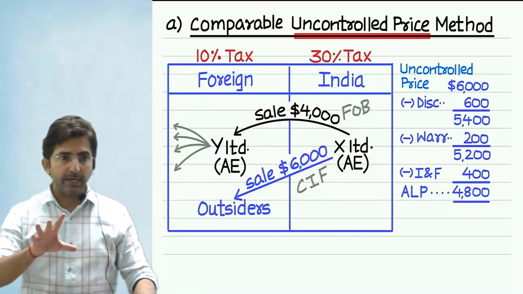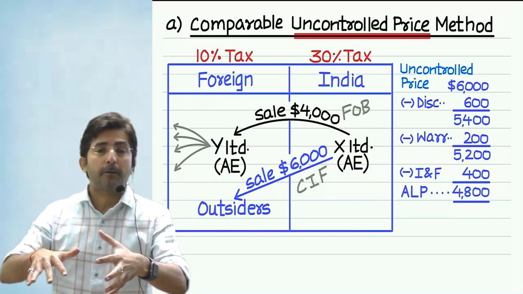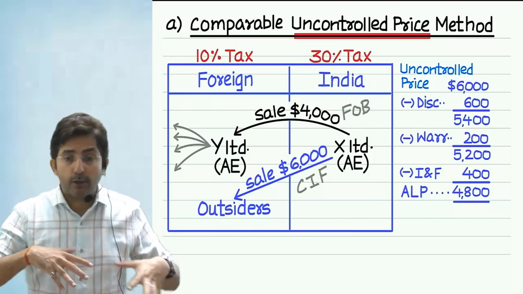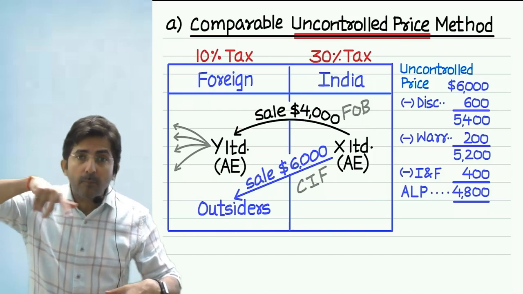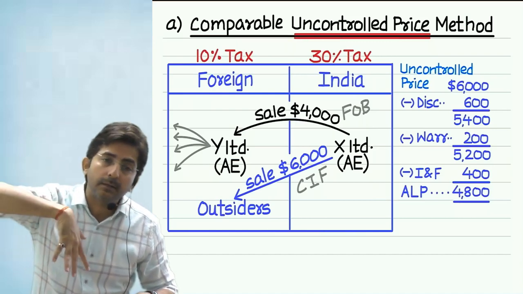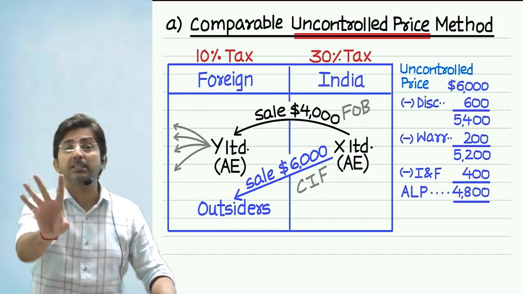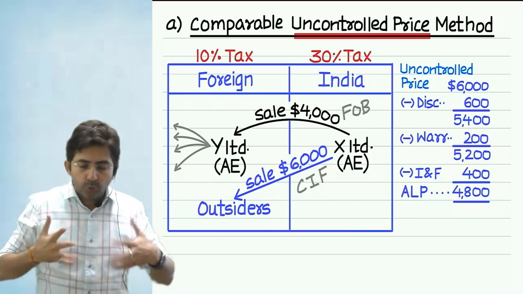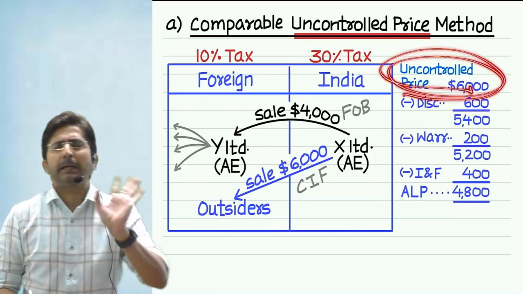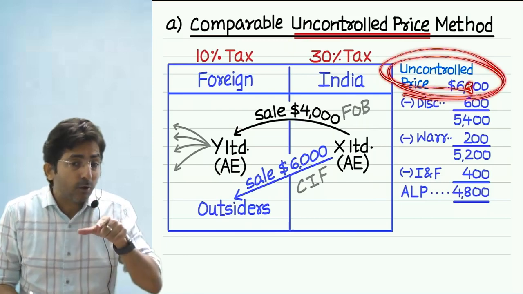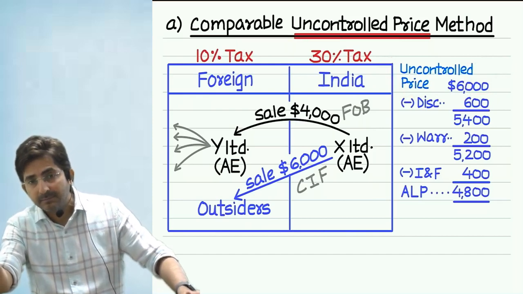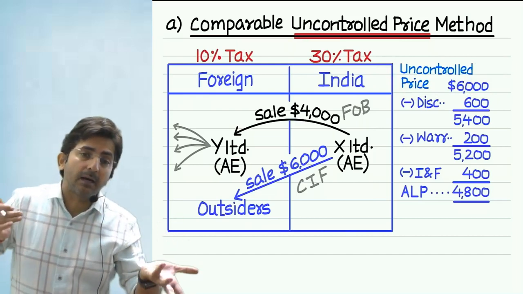If a student has done articleship in the transfer pricing department in some Big Four firm, he knows all these terms very well, because in actual life, during articleship, these are common terms used within the CA's office: internal CUP, external CUP. But you will not find this in the study material. I feel you should have knowledge about this also. In the study material, they simply say, take uncontrolled price as the base. But what extra knowledge did I give? Sometimes the uncontrolled price can be external, and sometimes it can be internal.